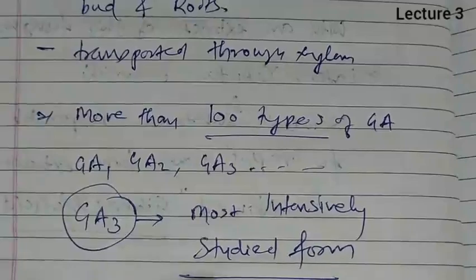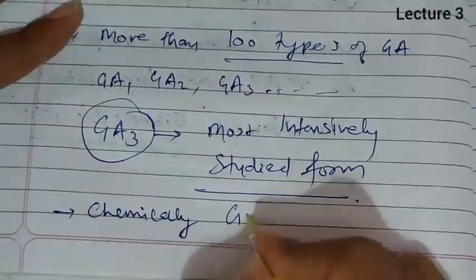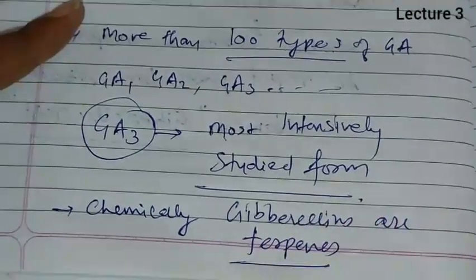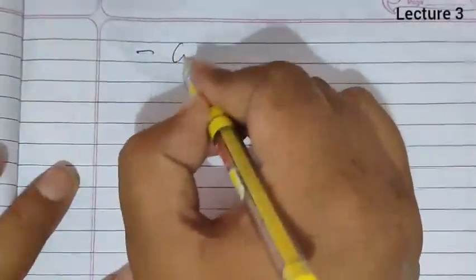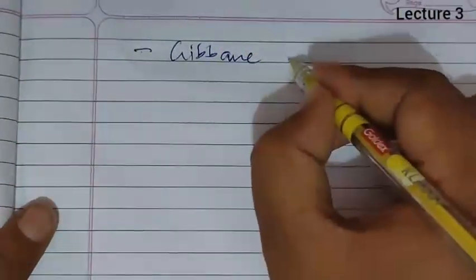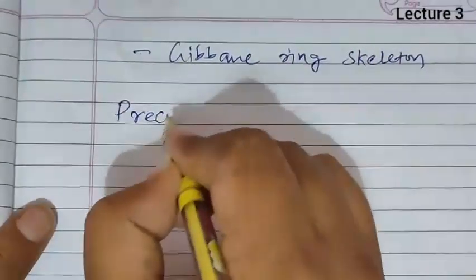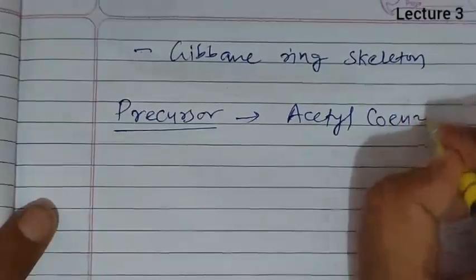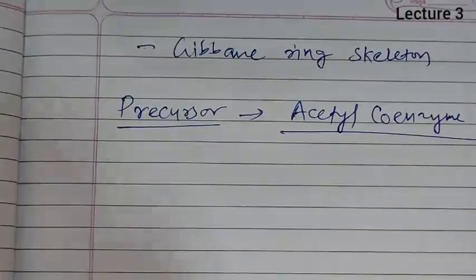Chemically, gibberellins are terpenes, which are a complex group of plant chemicals related to lipids. These gibberellins have a ring skeleton, and the precursor of gibberellic acid is acetyl coenzyme A. So this is all the initial information on gibberellin.